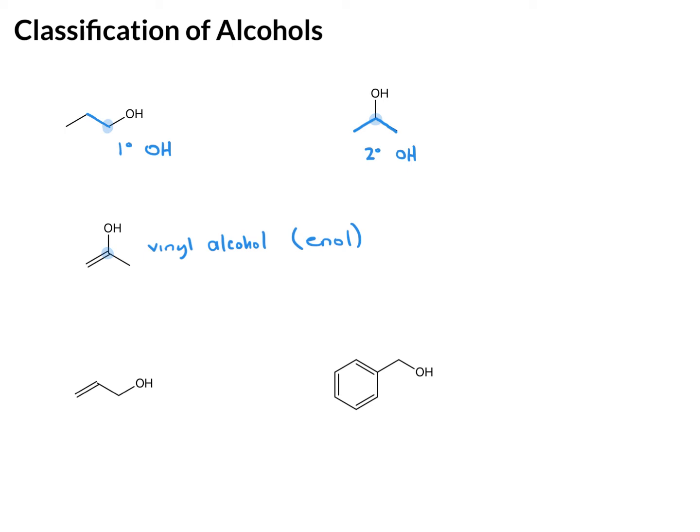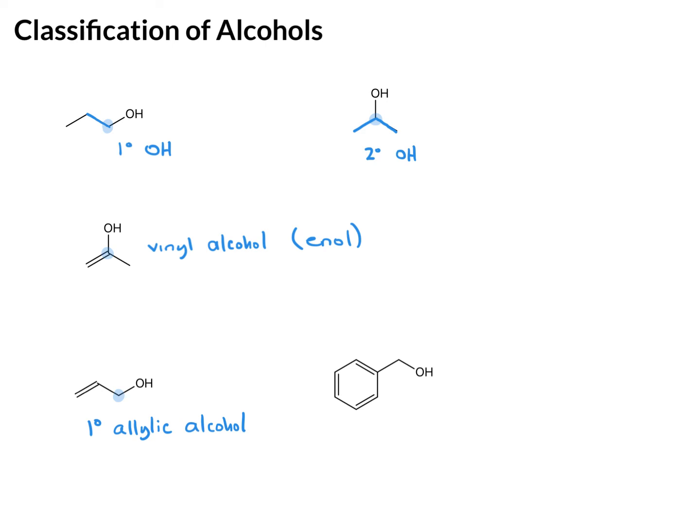Going down to the next example, this one right here, it may on first glance just appear to be a primary alcohol, but it's not that simple. If you look at this, there's a double bond attached. So it's not directly attached, but you have the alcohol separated by a carbon and a double bond. This is considered allylic. And you can further classify this if you want as a primary allylic alcohol.